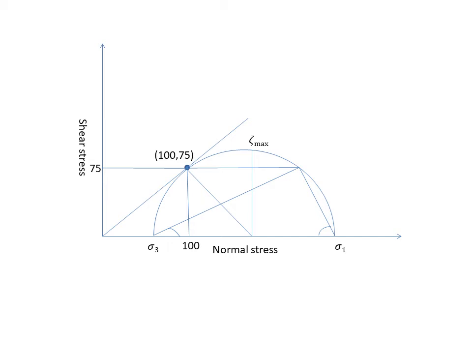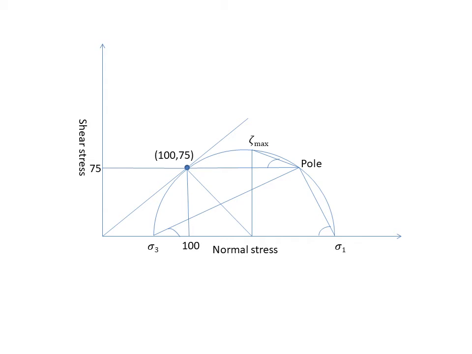Now I need to determine the orientation of maximum shear stress also. So from this point you draw a line to the pole. Pole and this point you connect using a line. You measure this angle, and this is your orientation of the maximum shear stress. So this point is your pole.